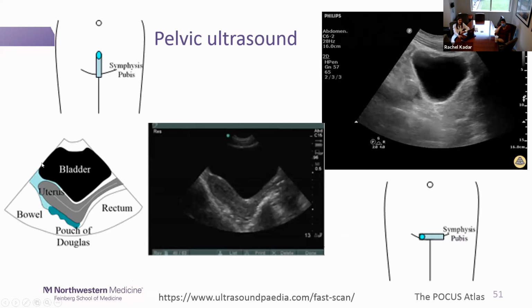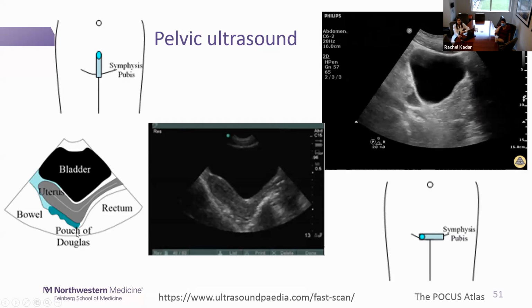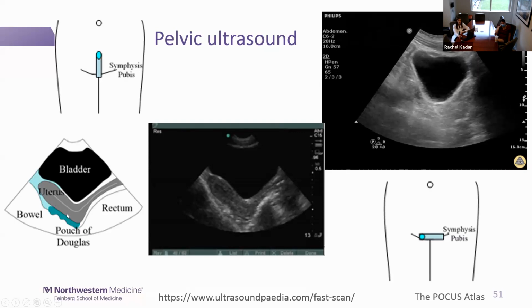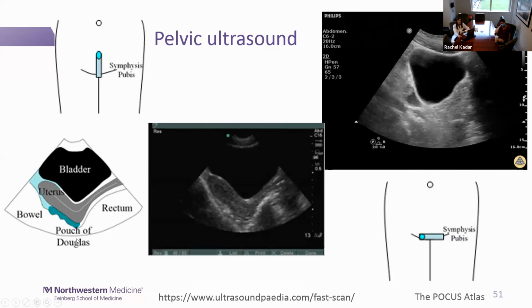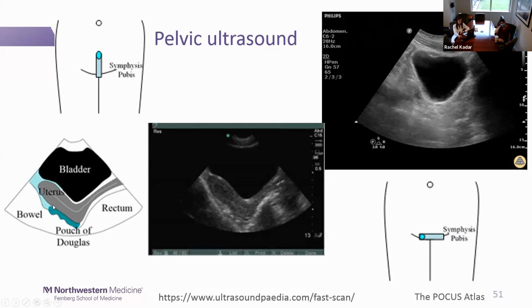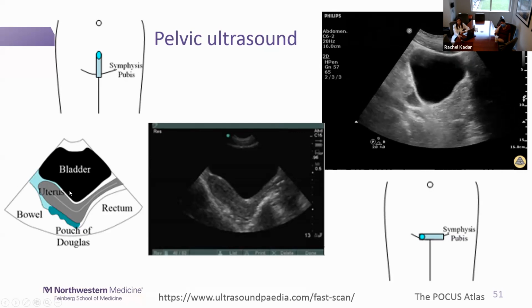In the sagittal view, your bladder will be kind of triangular. And in the female patient, you'll see the uterus and the uterine stripe. And back here is what's called the pouch of Douglas. So if you're looking for free fluid, it will first collect here in the pouch of Douglas. If you have a significant amount of fluid, it may start to come around over here and you might see it between the uterus and the bladder.